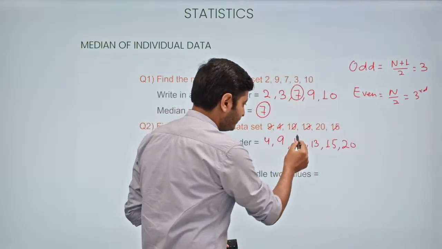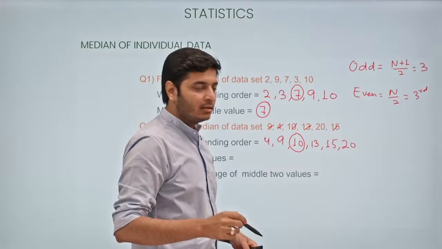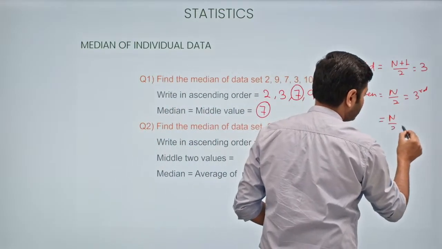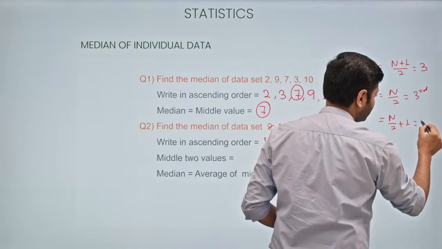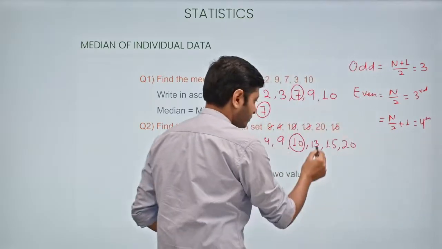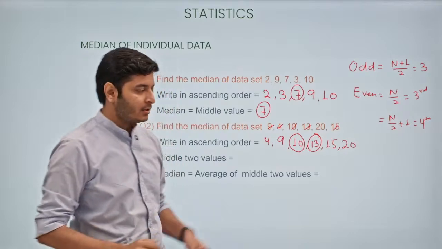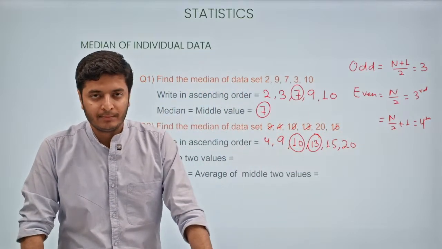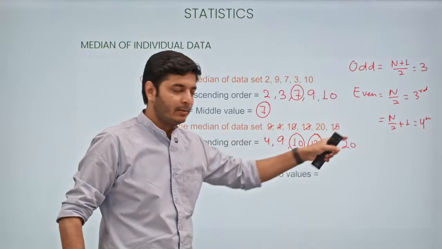Okay, circle it. Then n by 2 plus 1. For the second observation, you can go with n by 2 plus 1. That is the fourth observation, circle it. This is also very handy when the number of observations is too many. Then you can apply this formula.